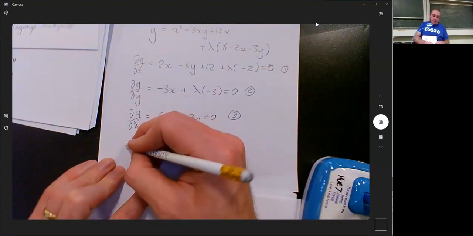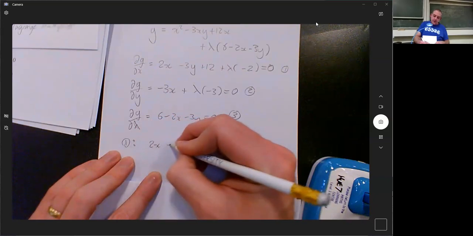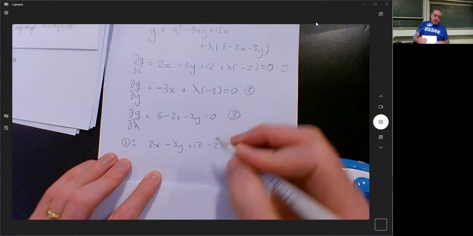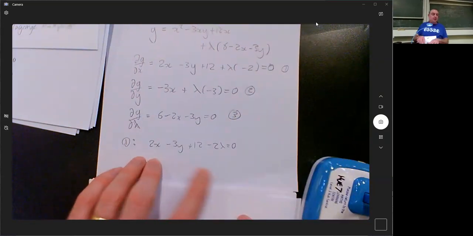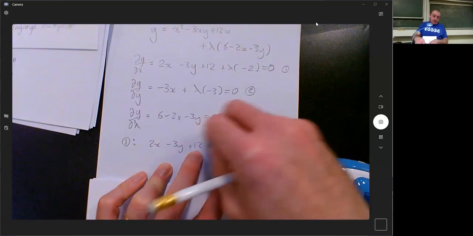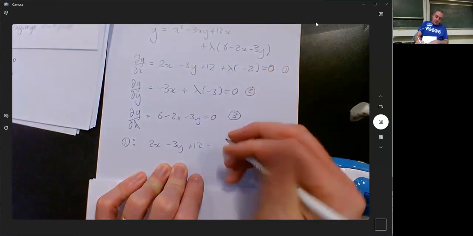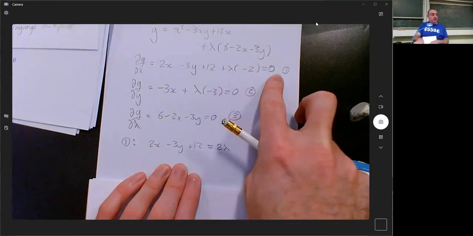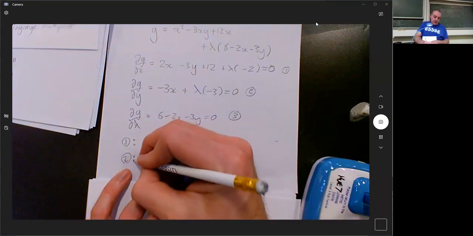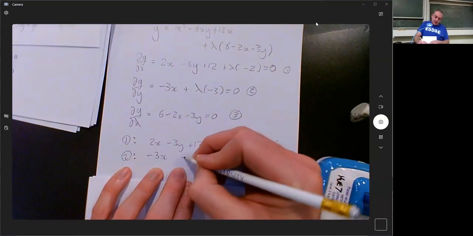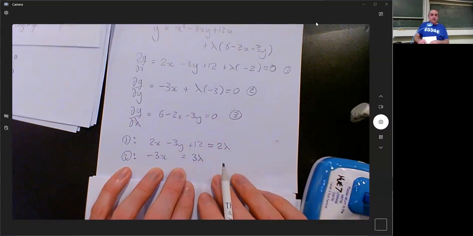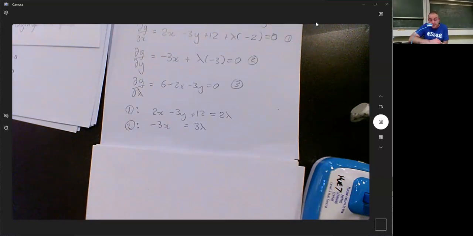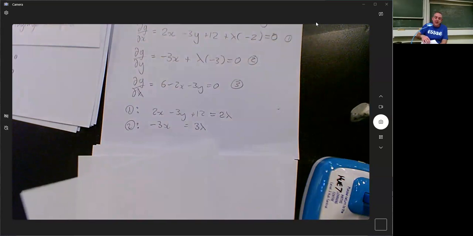So I've got from 1, I've got 2x minus 3y plus 12 minus 2 lambda is 0. And maybe I'll make that equal to 2 lambda. That seems like a good idea to me. Like that. I've moved the minus 2 lambda over that side. Minus 3x is equal to 3 lambda. So that's where I am now.